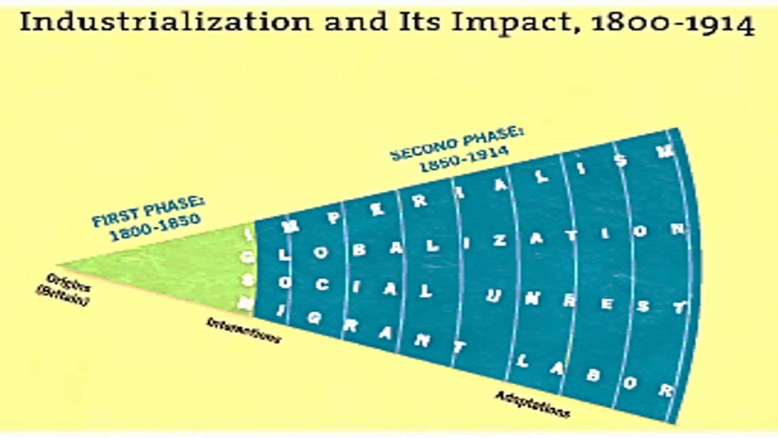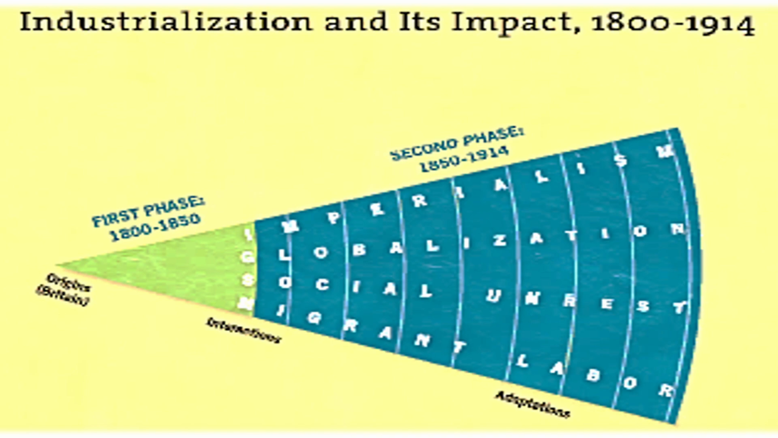And so when we think about industrialization, it has two phases. The first phase was primarily driven by steam. So steam engines, steam everything. The second phase was driven by newer technologies. So, for example, electricity, the telegraph, so those kinds of things.